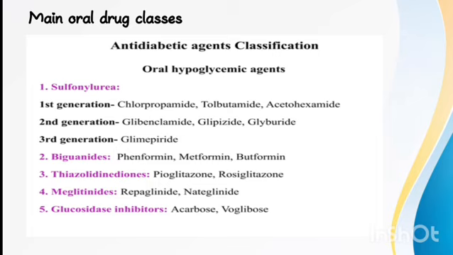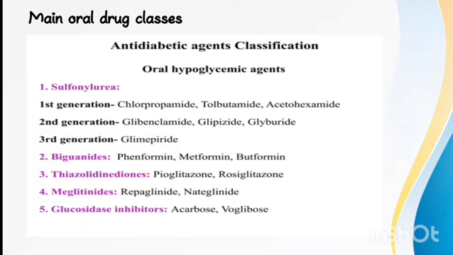Oral anti-diabetic drugs. Apart from insulin, several oral anti-diabetic drugs are used mainly in type 2 diabetes. The classification of oral hypoglycemic agents. Sulfonylureas. In this, first generation sulfonylureas: chlorpropamide, tolbutamide, acetohexamide. Second generation sulfonylureas: glibenclamide, glipizide, glyburide. Third generation sulfonylureas: glimepiride.